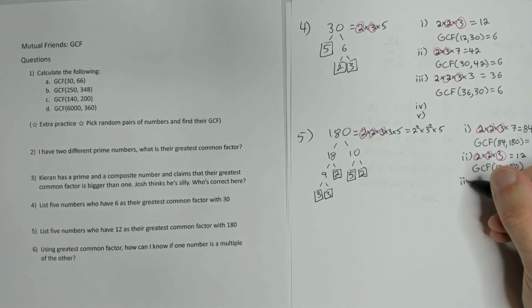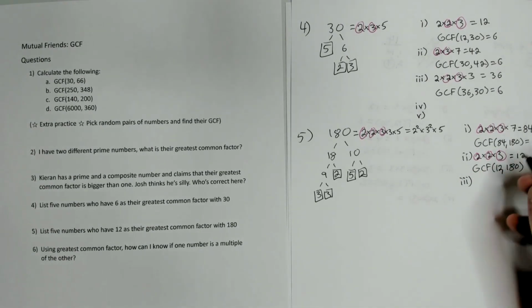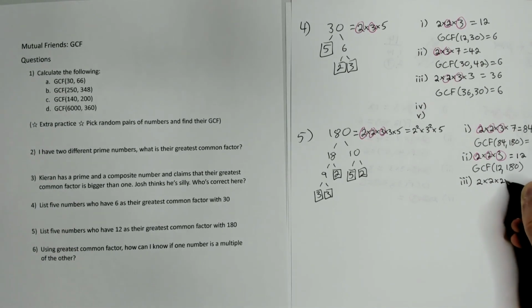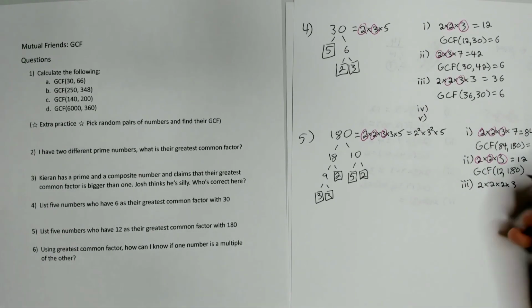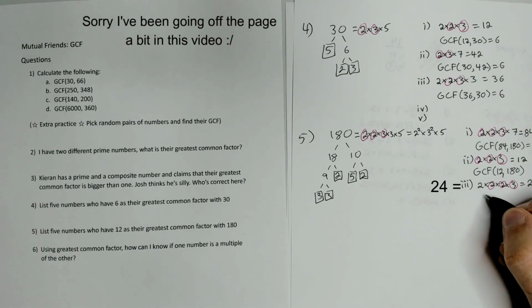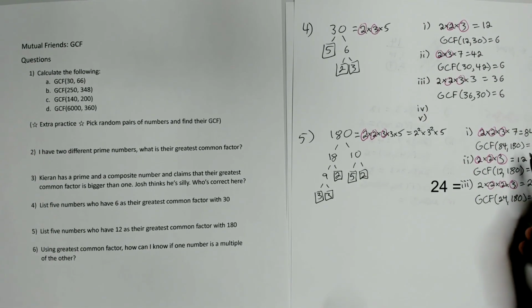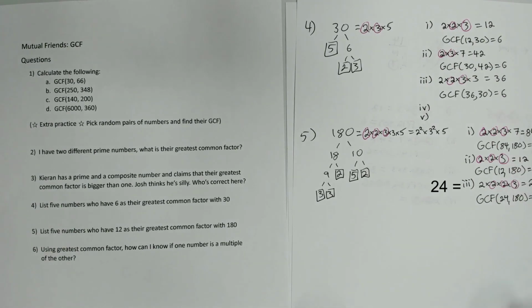All right, and let's do one more, and then you can do 4 and 5 for yourselves. So let's go with 2 times 2 times 2 times 3. So this has the 2, 2, and 3 in there, but we're also putting in an extra 2, and we get 24. So the greatest common factor of 24 and 180 is, you guessed it, 12.